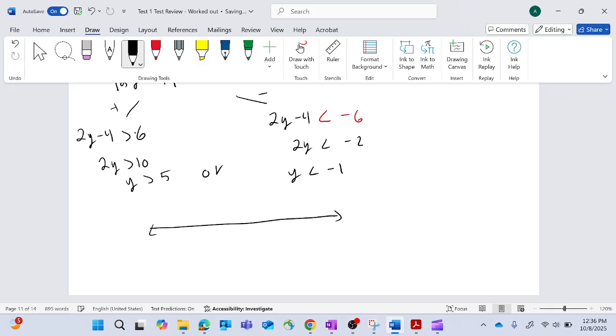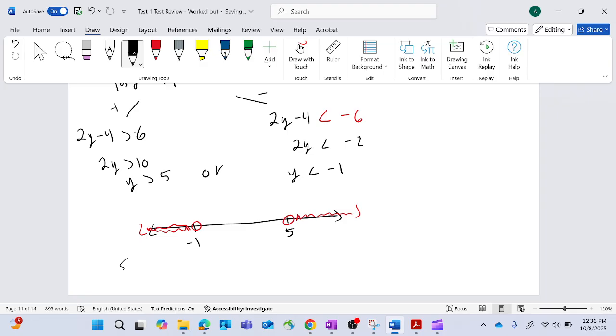So we have 5 right here, negative 1 right there. So I want y is less than negative 1. It's an open circle because it's strictly less than, not equal to. And greater than 5, same logic. It's an open circle because we're not equal to 5, just greater than it. That's what my line looks like.